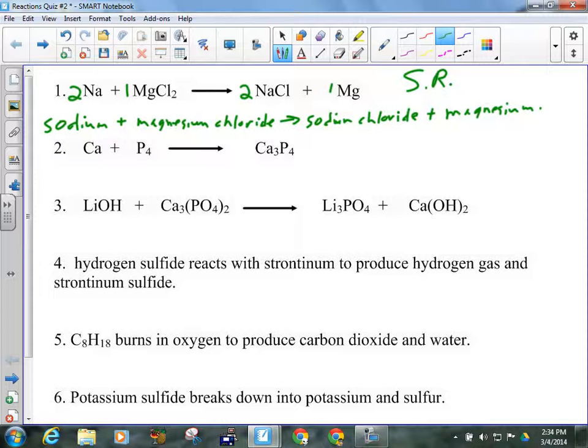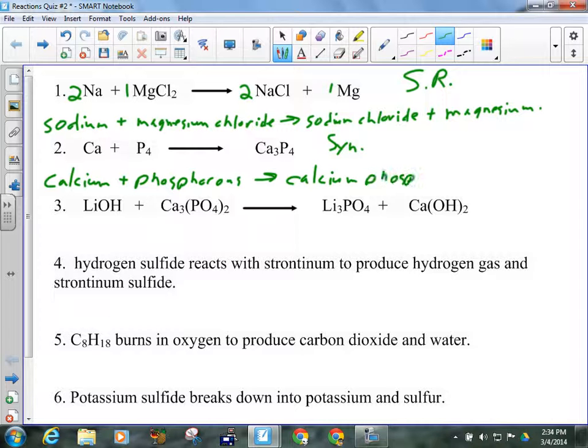For number 2, 2 elements react to form a compound. What kind of reaction is that? Synthesis. All right. So 1 mark for synthesis. Written out in words. Calcium plus phosphorus gives us calcium phosphide. 1 mark if it's written that way. Now we need to balance. It says always balance the thing present in the largest number first, but it's already balanced. Okay? So, if we go back, we look at calcium here. We need a 3 there, and now this equation is balanced.